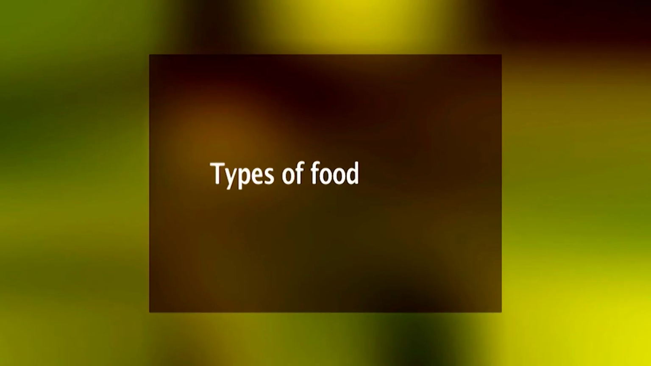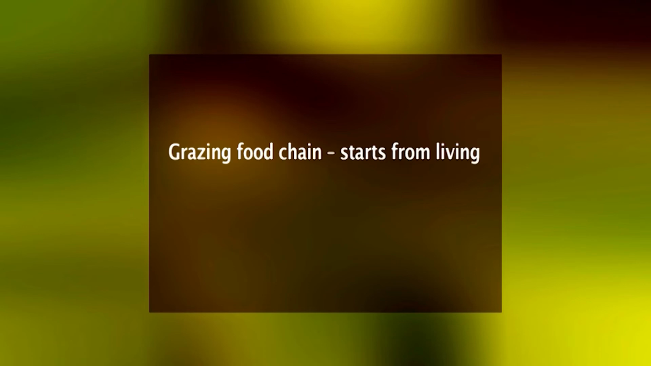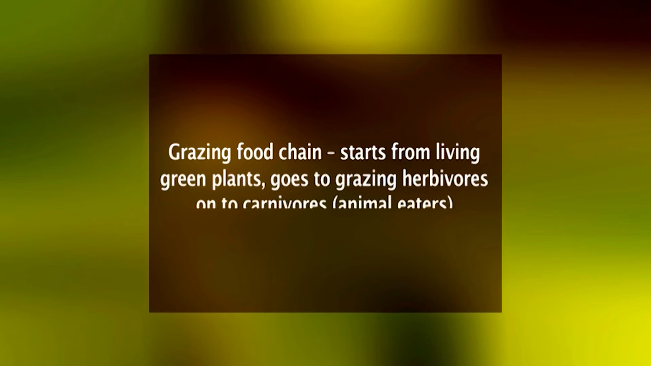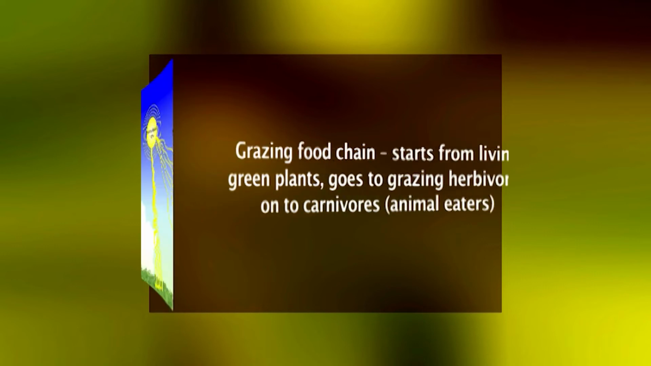Then come the types of food chains. In nature, we generally distinguish 3 different kinds of food chains. Number 1 is the grazing food chain. This type of food chain starts from living green plants, goes to the grazing herbivores, and on to the carnivores. Ecosystems with this type of food chain are directly dependent on an influx of solar radiation.